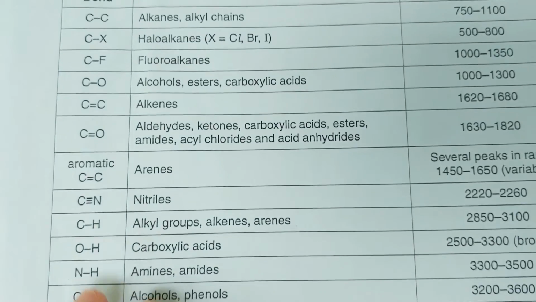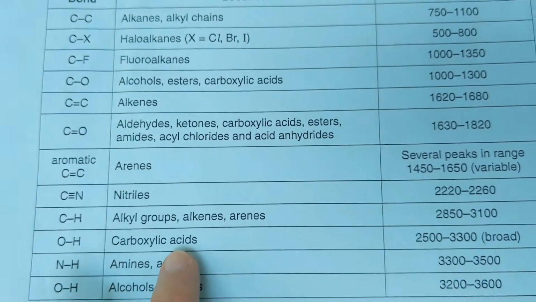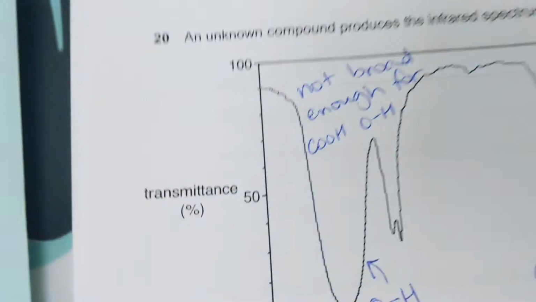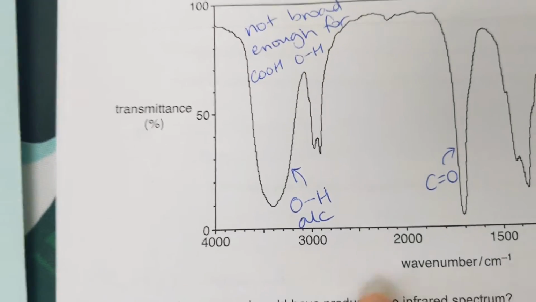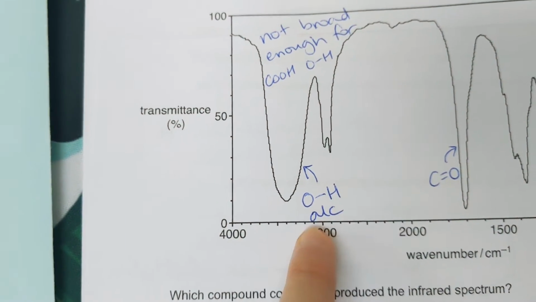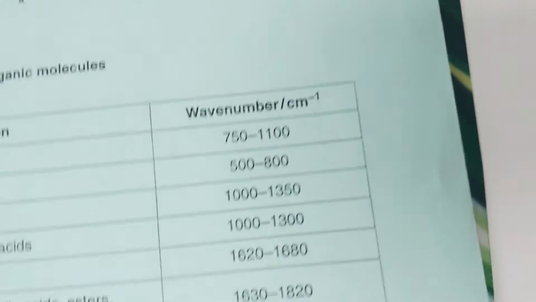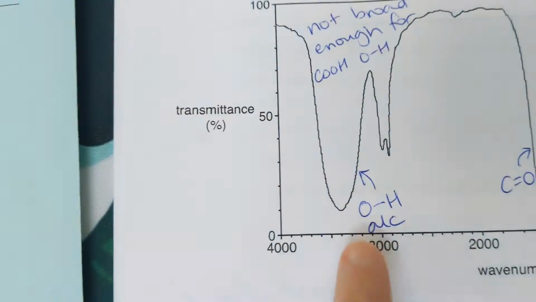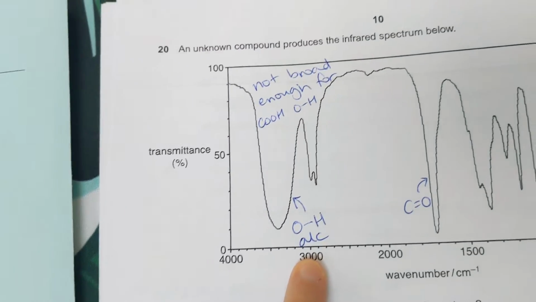There's also an absorption for OH for carboxylic acids, which is in this table, 2500 to 3300. And if we look on here, this is outside of that range, and it's not quite broad enough to be a carboxylic acid. So this is an OH of an alcohol.